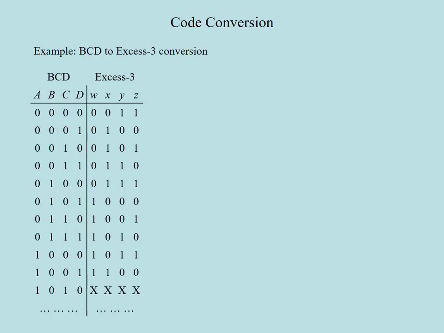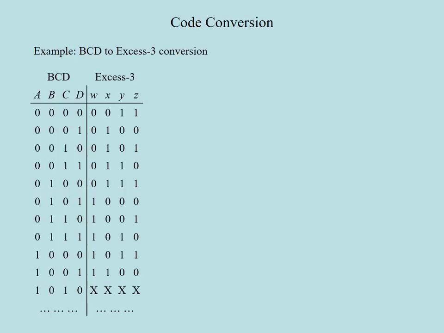The outputs corresponding to the input combinations which do not represent a BCD symbol, that is 4-bit binary numbers between 1010 and 1111, can be taken as don't care conditions, because non-BCD combinations will never appear as inputs to this circuit. These don't care conditions are indicated by capital X's in the table.